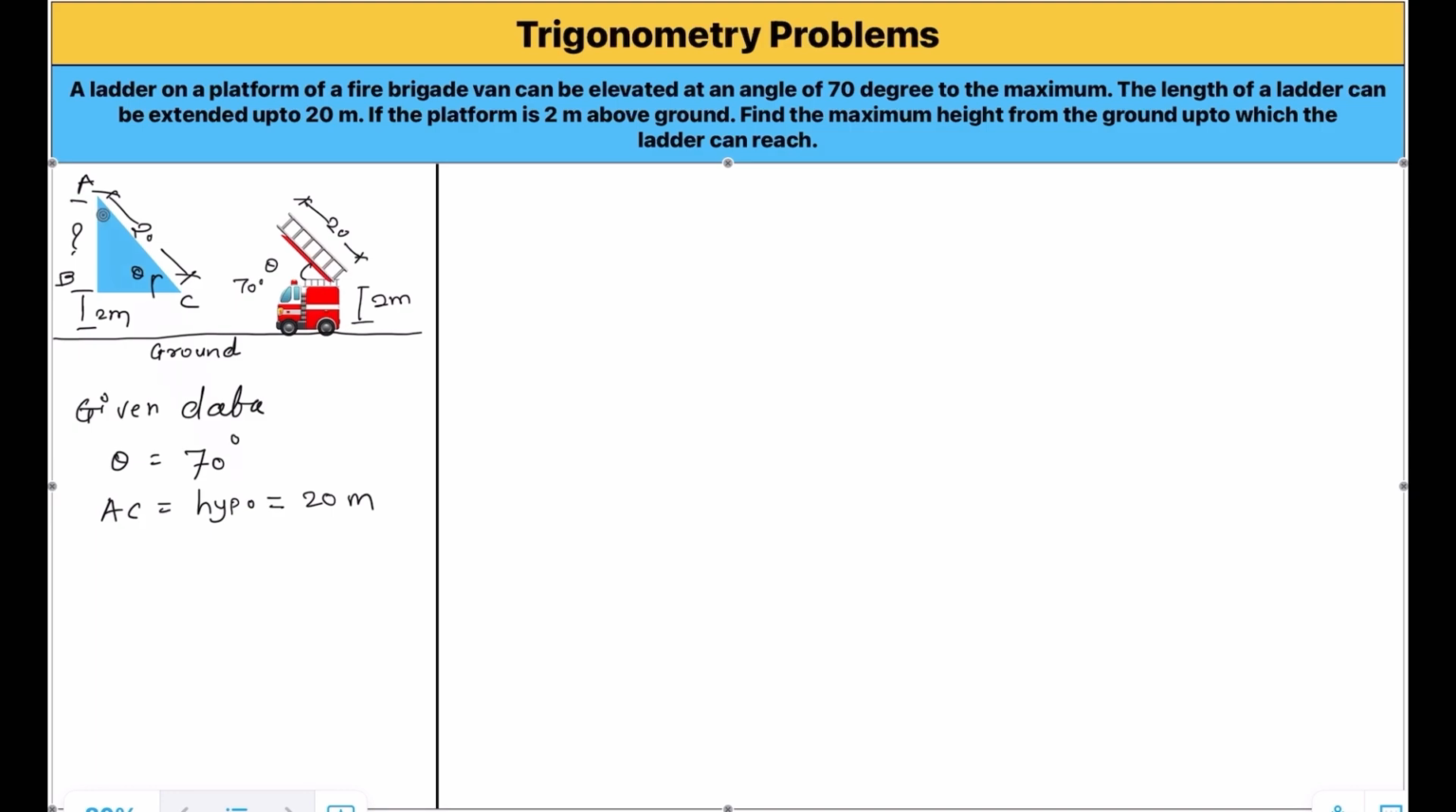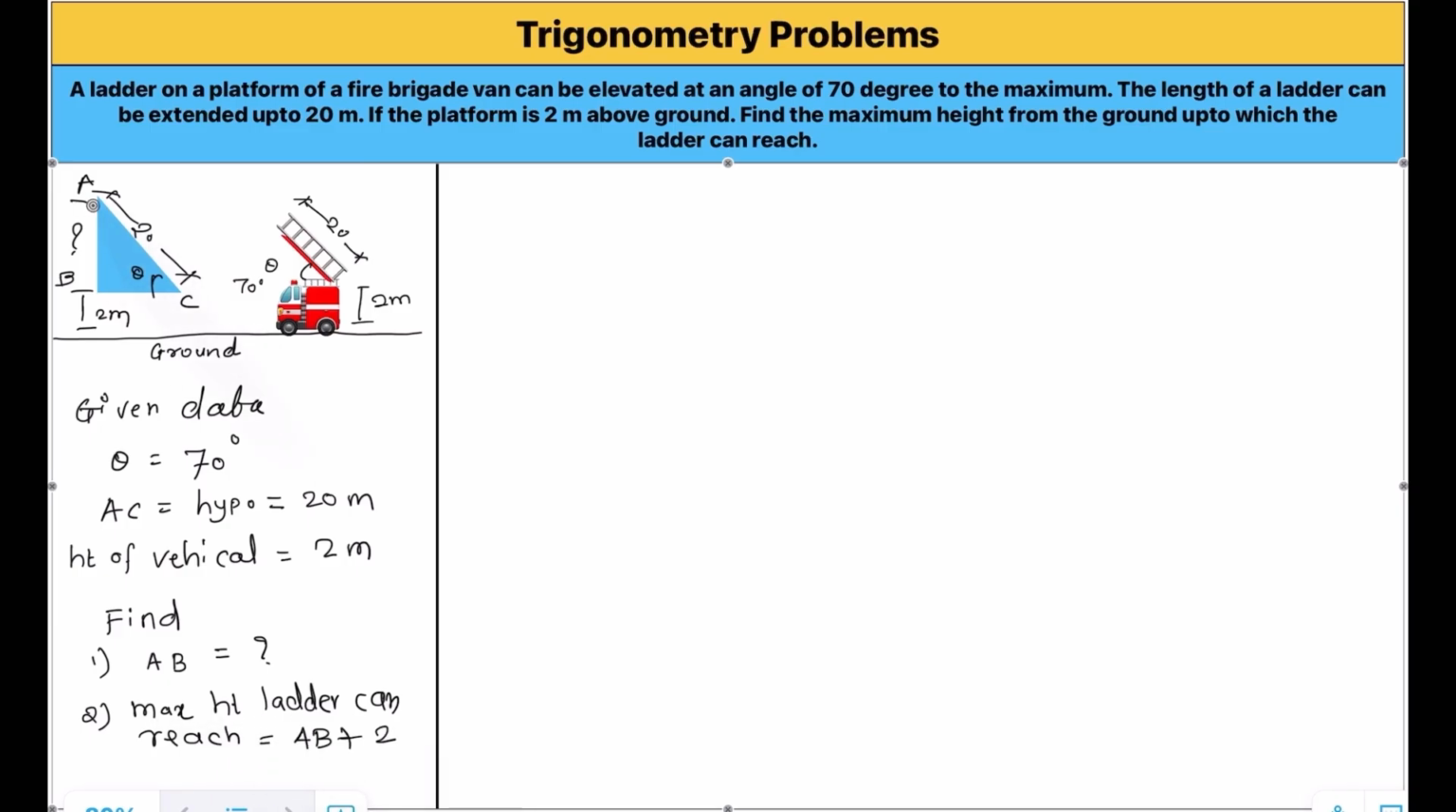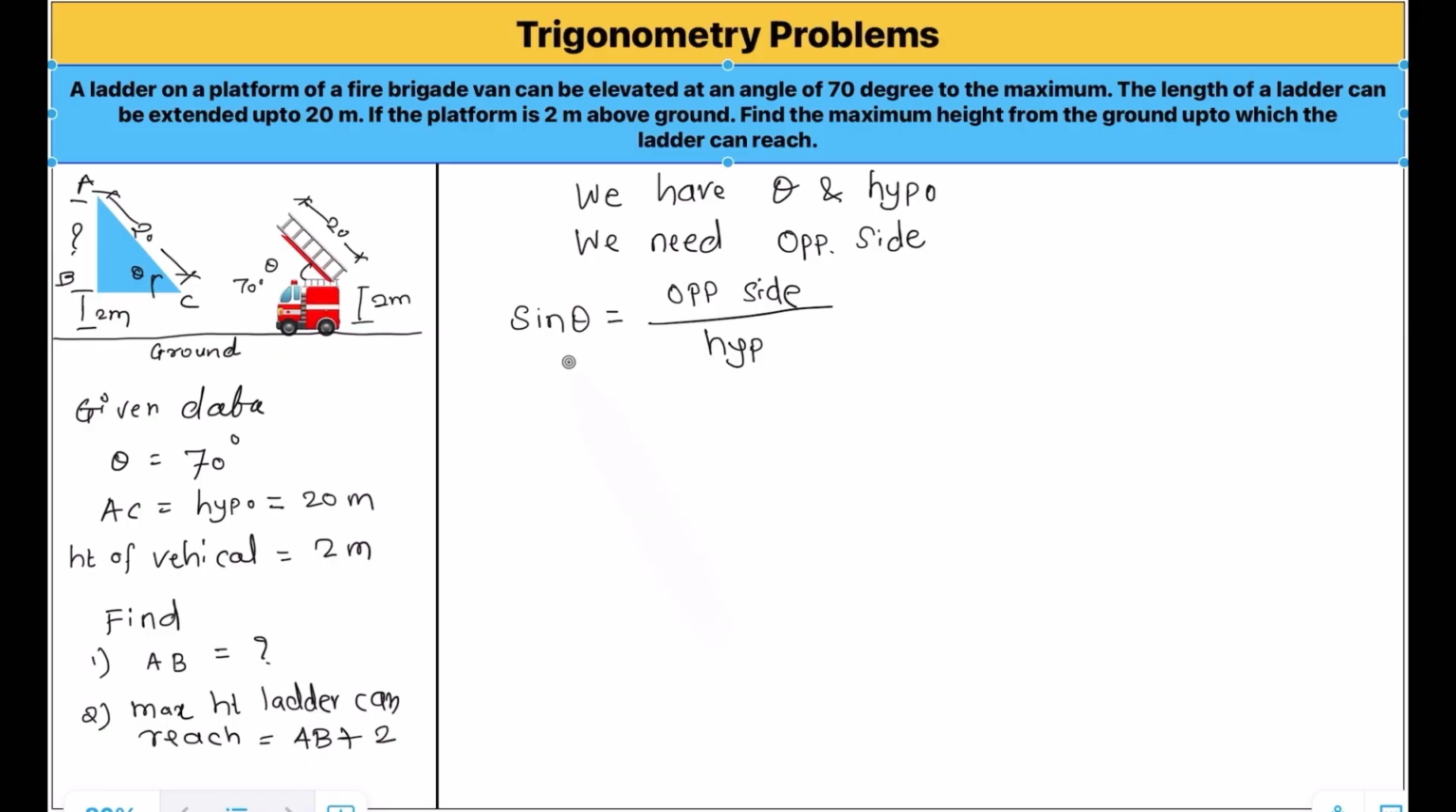So we have been given AC, that is the hypotenuse, 20 meters. We also have the height of the vehicle, that is 2 meters. And we need to find length AB, which is the opposite side, and the maximum height the ladder can reach from the ground, which is nothing but AB plus 2 meters. So we have theta and hypotenuse. We need to find out the opposite side. Which trigonometric ratio would you use? Yes, sine theta, which is nothing but opposite side upon hypotenuse. In this triangle, it would be AB, opposite side, upon hypotenuse AC.